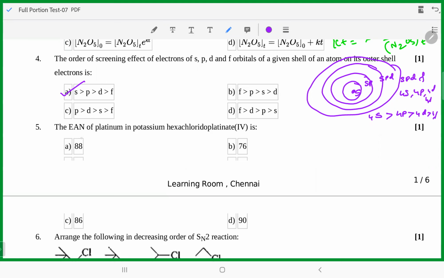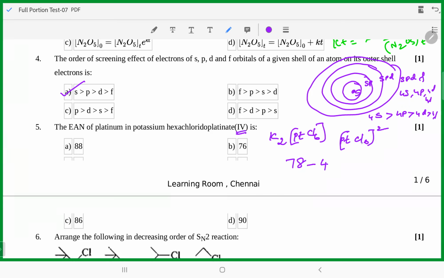The effective atomic number of platinum in potassium hexachloroplatinate is. So potassium hexachloroplatinate, platinum hexachloro. The oxidation state is 4, it is given. So K2, we can write this complex as [PtCl6]2-. So what is the atomic number for platinum? It becomes 78. Then what is the oxidation state of platinum? 4. Then you remove 4.